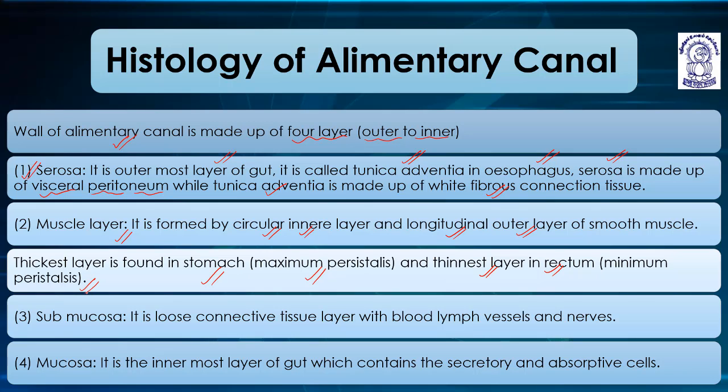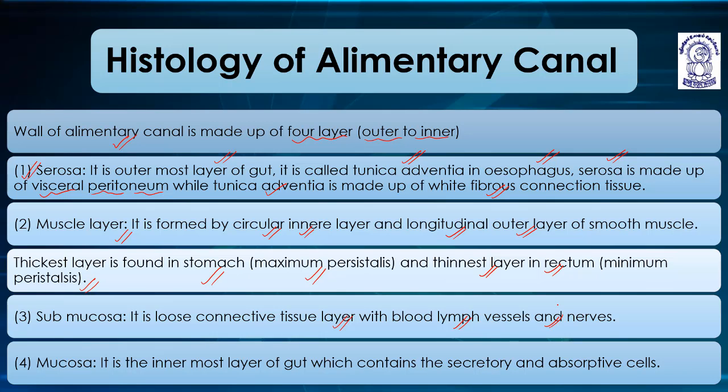Now, submucosa. The submucosa is the loose connective tissue layer, with blood and lymph vessels and nerves. It is the loose connective tissue layer made up of lymph vessels and nerve fibers. So the submucosal layer is the loose connective tissue layer.